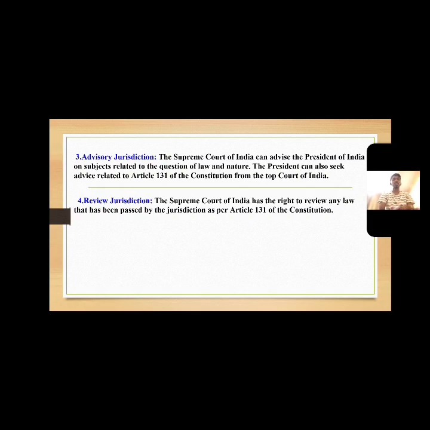The Supreme Court of India has the right to review any law that has been passed, as per Article 131 of the Constitution. Let's see the functions of the Supreme Court.